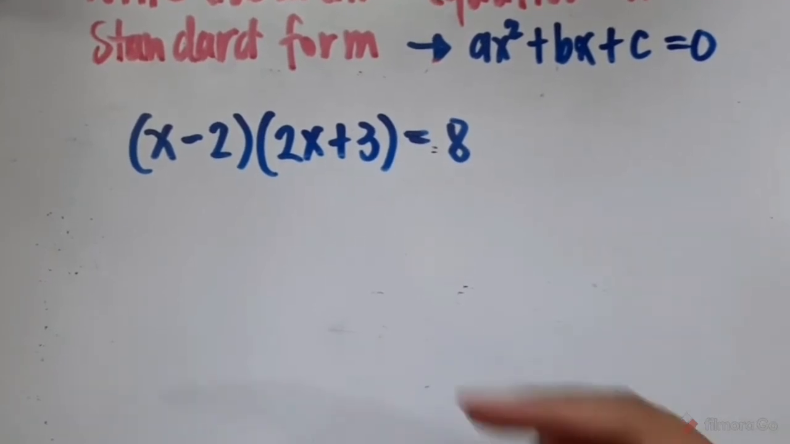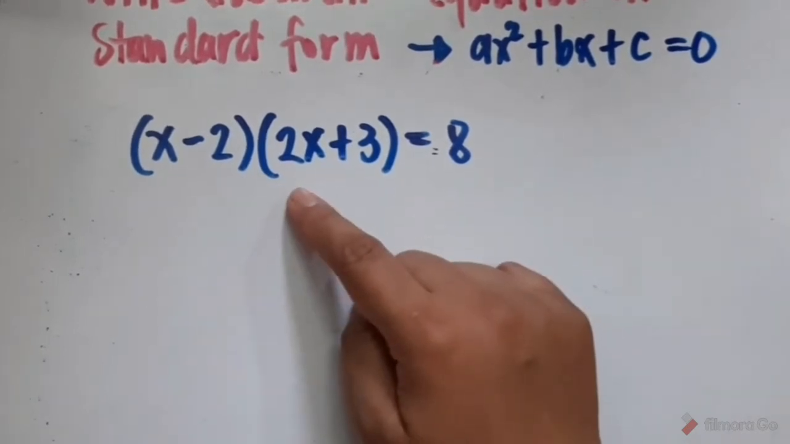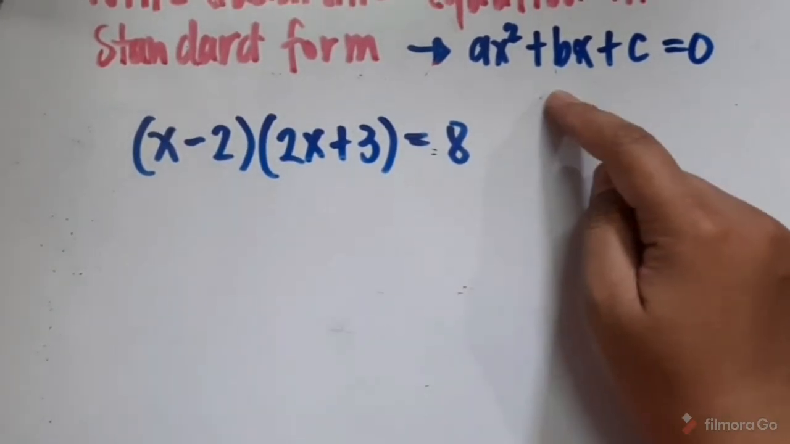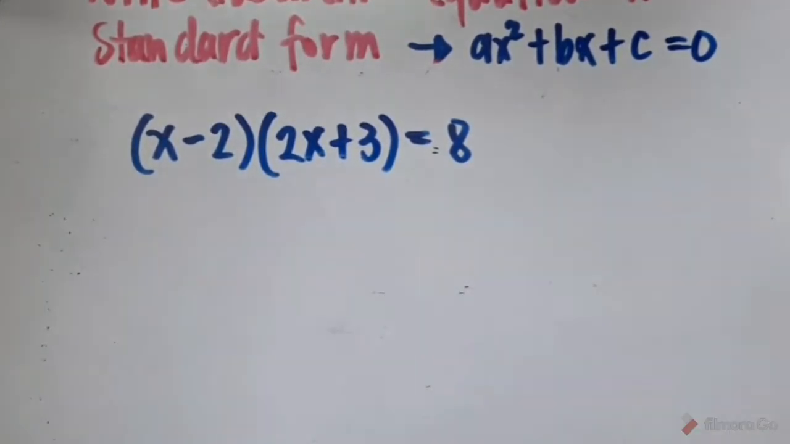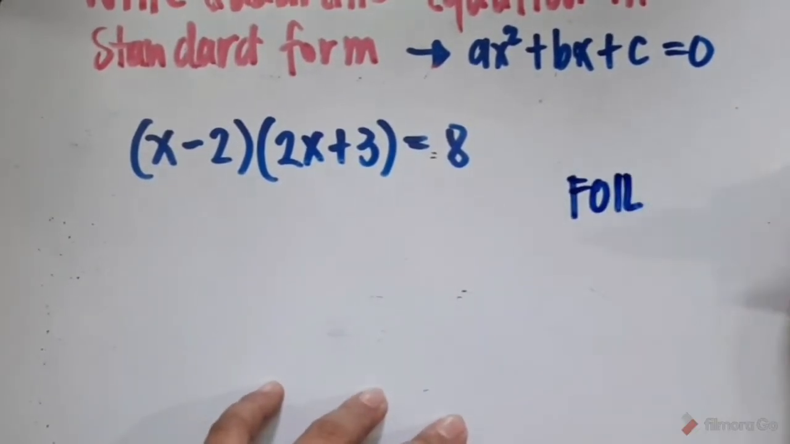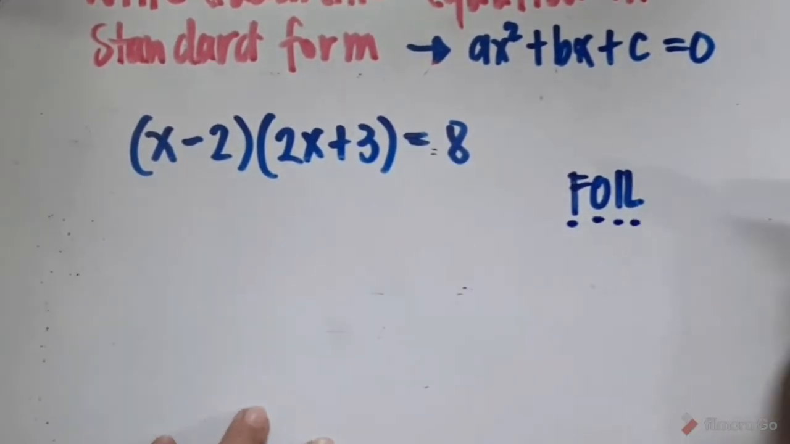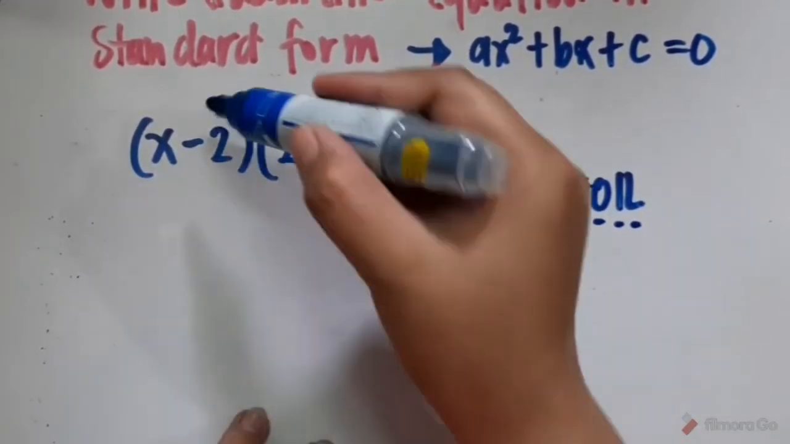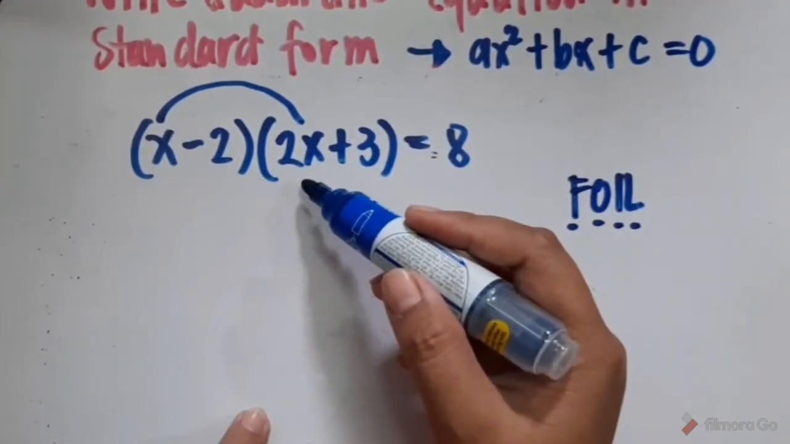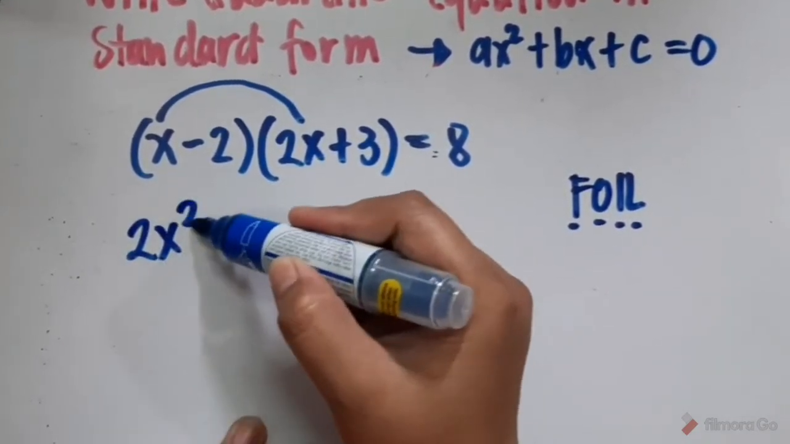For the next given, we have x minus 2 and quantity 2x plus 3 is equal to positive 8. We are going to write this into the standard form of the equation. So, first we apply the FOIL method. Remember the FOIL method? First, outer, inner, last. So, we multiply first x and 2x. So, what is the product of x and 2x? So, that would be 2x squared.